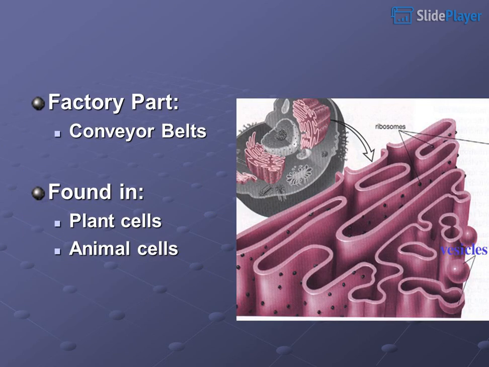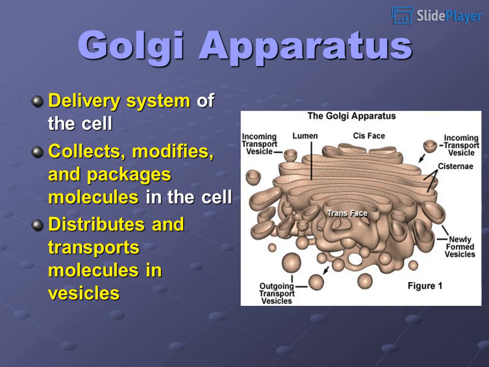Factory part: conveyor belts. The Golgi apparatus is the delivery system of the cell. It collects, modifies, and packages molecules in the cell, and distributes and transports molecules in vesicles. It is also known as the Golgi complex. It is not necessary that students read the labels; this diagram gives them a general idea of the Golgi shape.